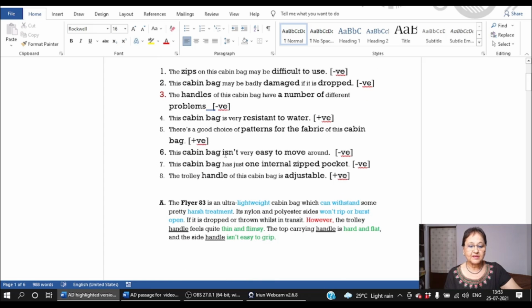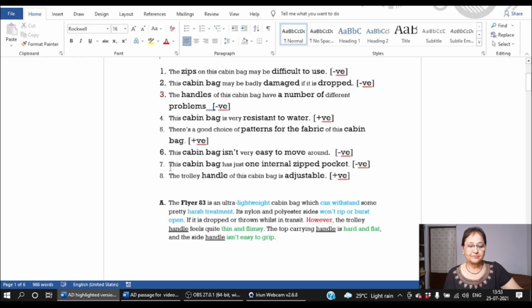This cabin bag isn't very easy to move around. So what is the subject here? Cabin bag. What about it? Isn't easy to move. So something that's not easy to move has to be a negative. So it is a negative.